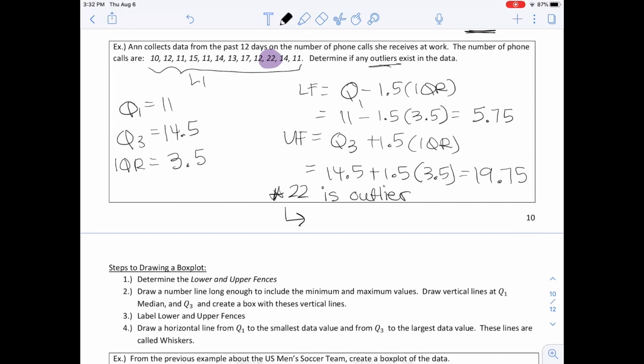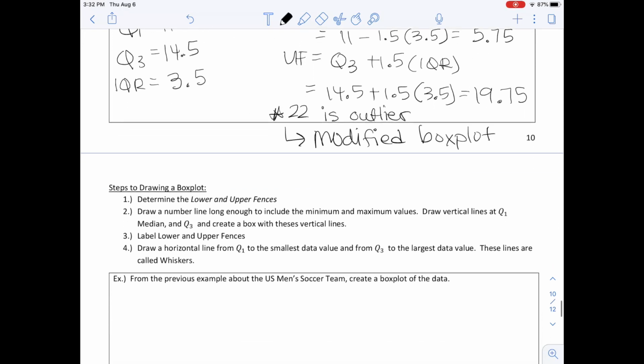Okay, in order to do a box plot for this, we would have to do what's called a modified box plot. So the modified box plot will be discussed on a handout.